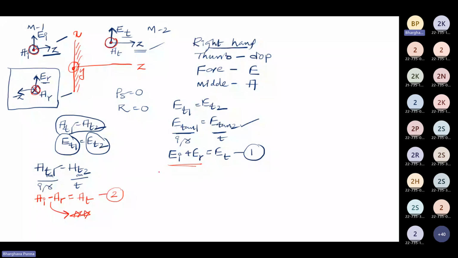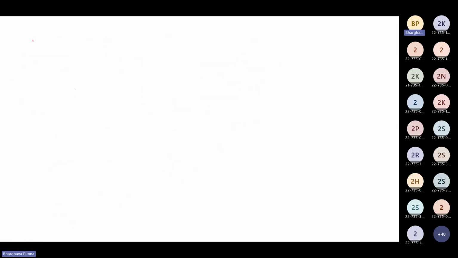Okay. So I'm going to the next slide and I will write these two equations once again. First equation we got EI plus ER is equal to ET, and the second one we got HI minus HR is equal to HT. This is equation 1. This is equation 2. Okay. Now, what we need to do is write these magnetic fields in terms of the electric fields only. And we have the relation with respect to impedance.